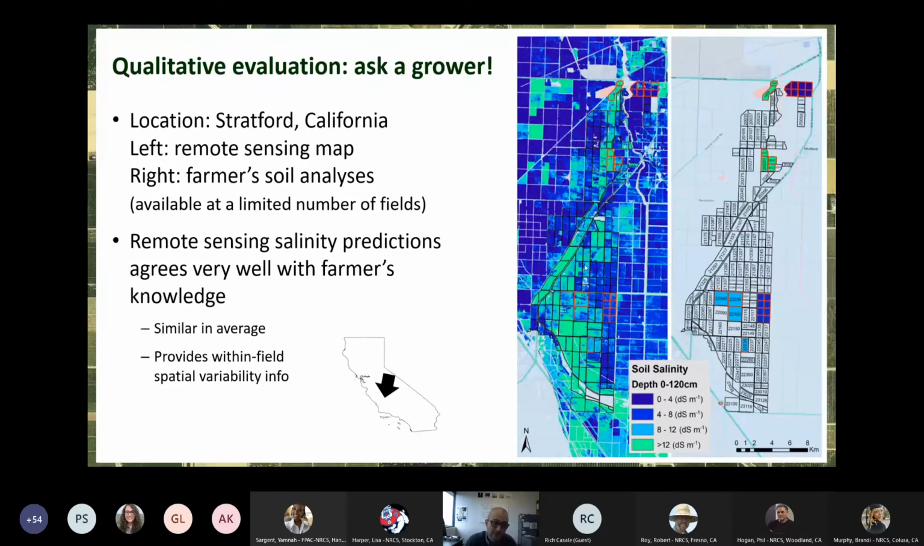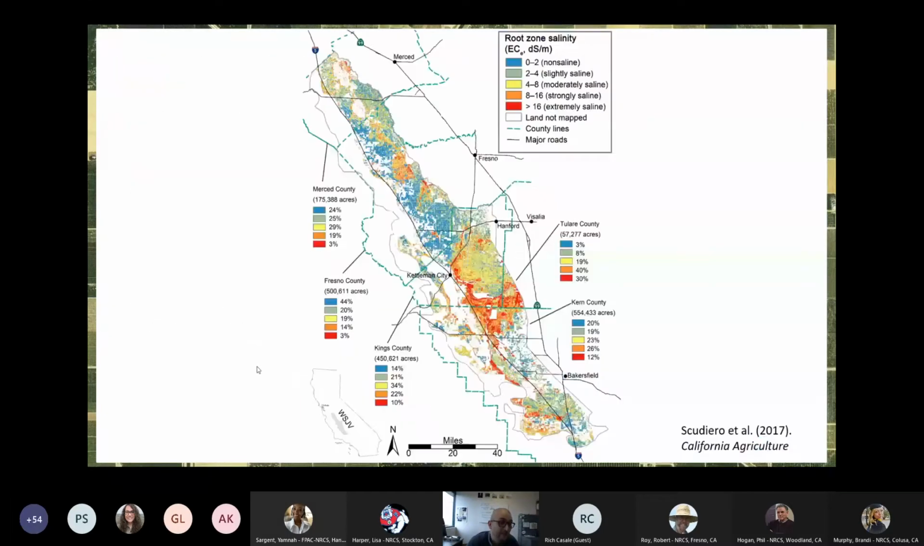In this specific case, we have a very good match between what we observe with the satellite imagery and what the grower is measuring, with the exception that we have much better information from remote sensing, because we are able to disaggregate spatially the information, so we can identify areas in a single field that are higher salinity than others, ones that might have lower salinity.